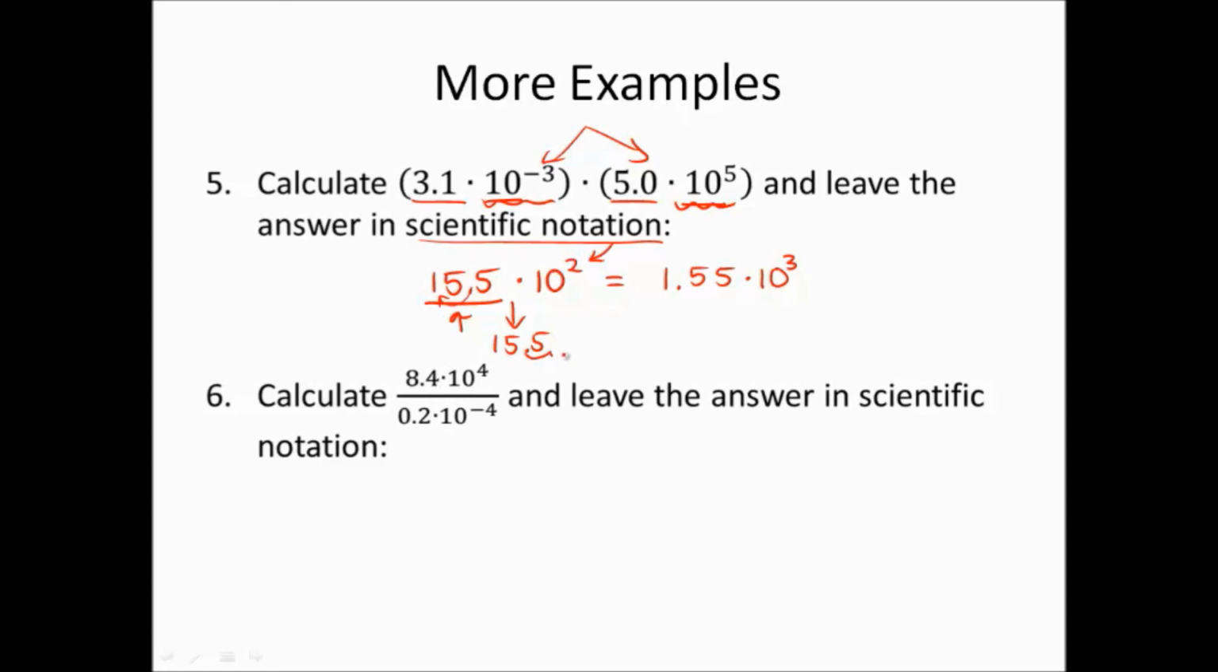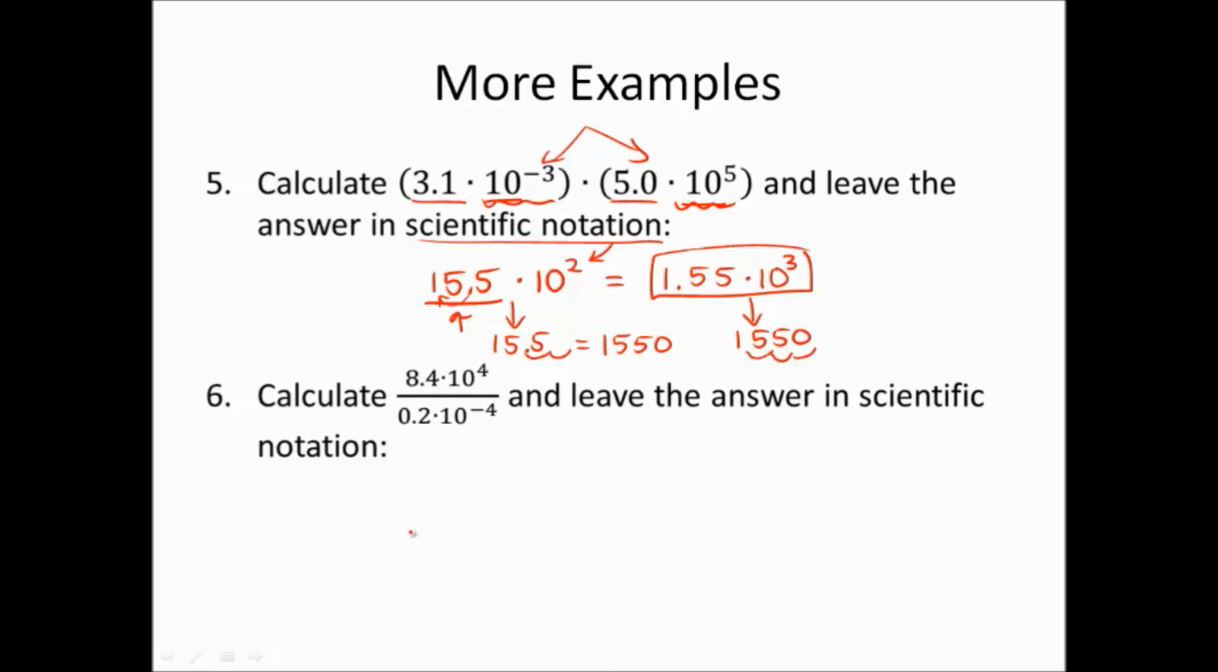15.5 times 10 to the 2, moving it 2 places to the right, would be 1,550. And this would also be 1,550 if you moved it 3 places to the right. So you can just check on a smaller example to see if you're adding or subtracting in the right direction, but this would be the final answer here, 1.55 times 10 to the third.